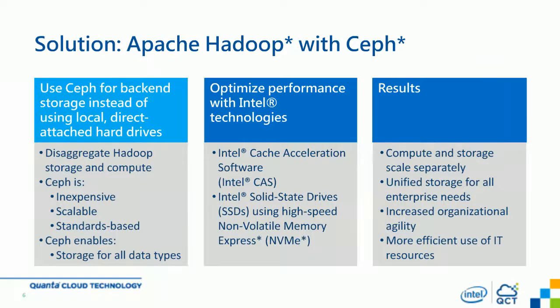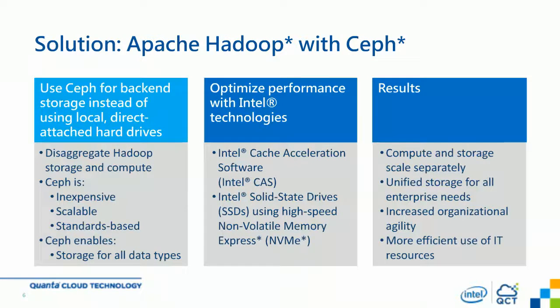Now, Ceph is a free, open source storage solution with a very active community that runs on commodity hardware. It is highly scalable and supports all data types. Now, using Ceph as a backend replacement for Hadoop storage can break apart the Hadoop compute and storage capacity. And then by using Intel technologies such as Intel Cache Acceleration Software and non-volatile memory express, also known as NVMe, Intel SSD drives, you can design the solution to function with very strong performance.